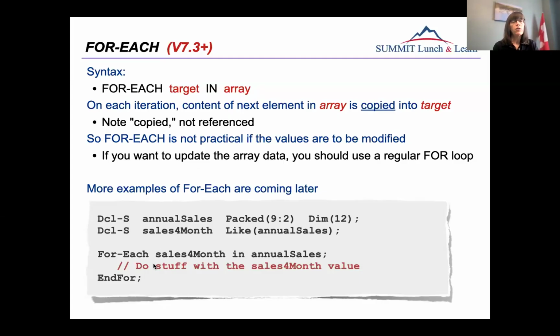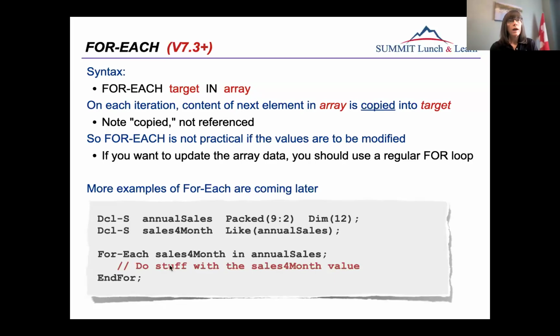So just to be clear, just go through this example. I won't go through all the examples in great detail, but this one I think I will, because I want to make sure, as it can be a little confusing. So annual sales is our array. Notice the dim there. Sales per month is just a standalone field. We've defined it like annual sales, which is a good practice, of course, because we need them to be defined the same way. That just means that it's a packed 9-2 field, not an array.